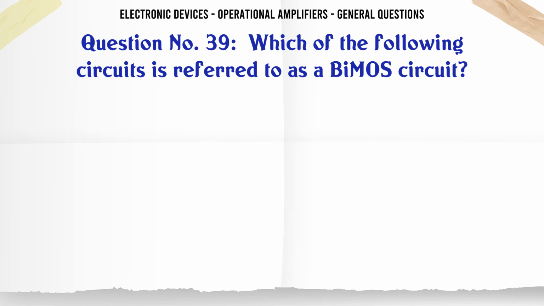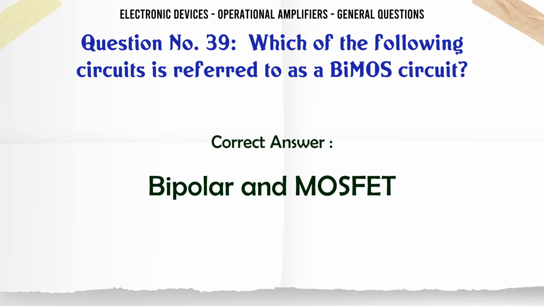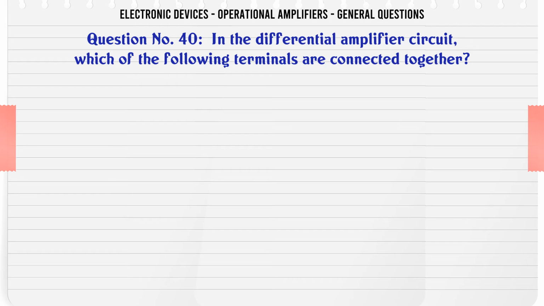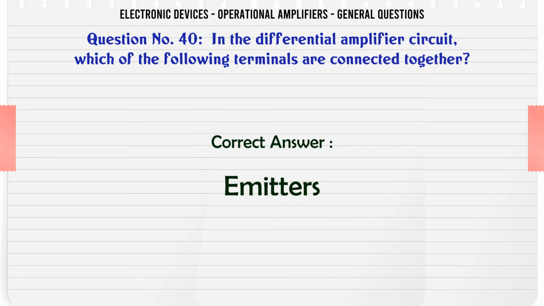Which of the following circuits is referred to as a BIMOS circuit? A. Bipolar and FET. B. Bipolar and MOSFET. C. Opposite type MOSFETs. D. None of the above. The correct answer is bipolar and MOSFET. In the differential amplifier circuit, which of the following terminals are connected together? A. Bases. B. Collectors. C. One base to another collector. D. Emitters. The correct answer is emitters.